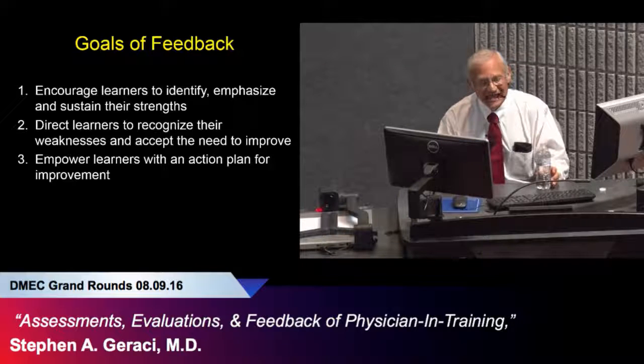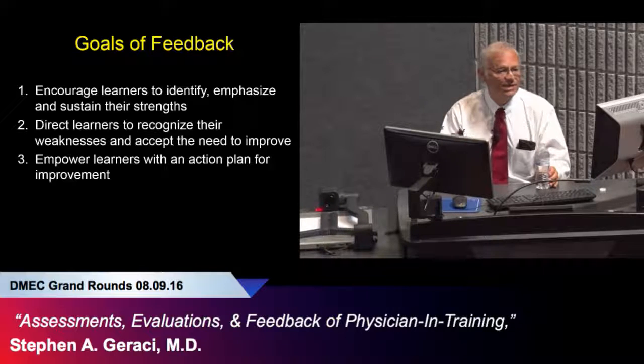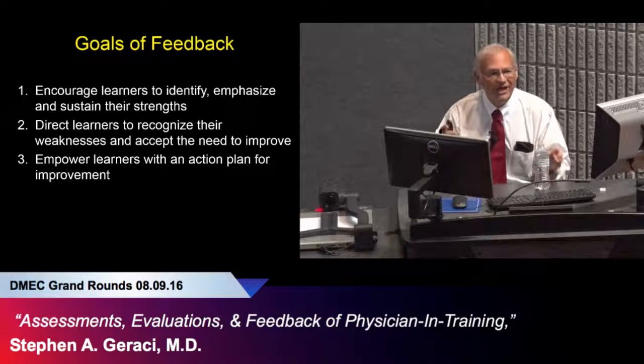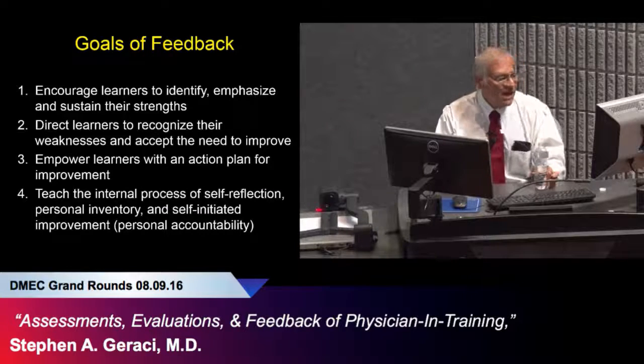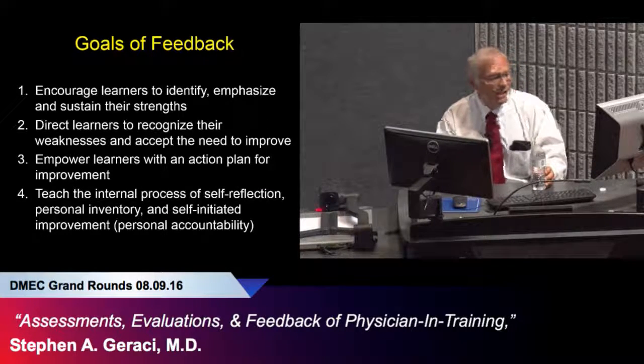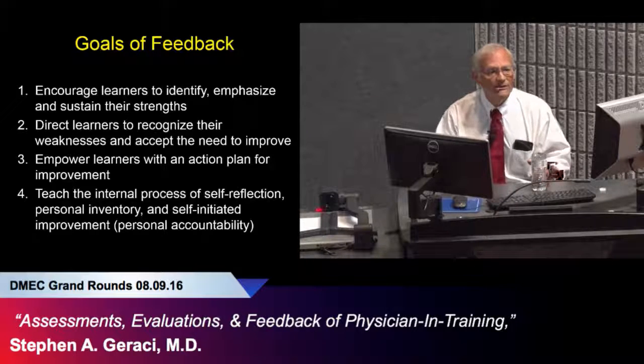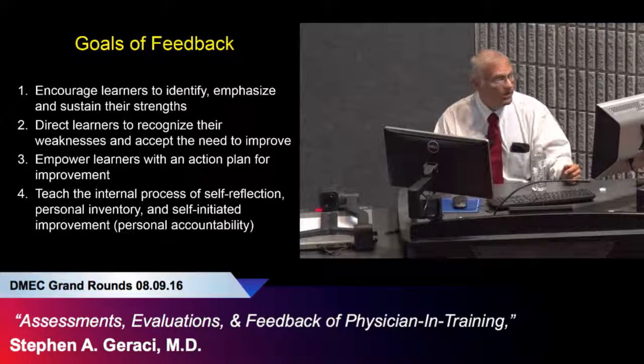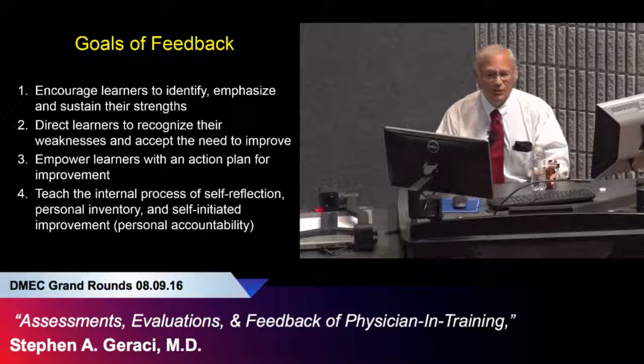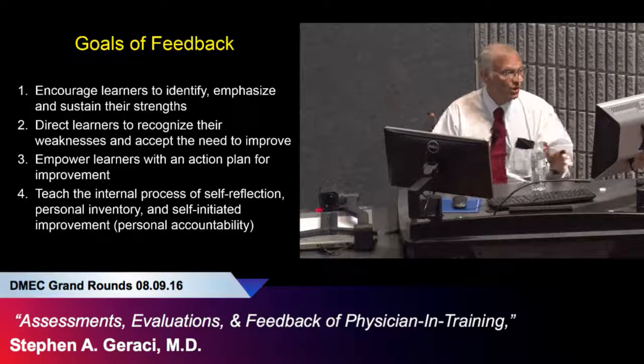But having specific actions, specific things that the learner can do to improve a specific behavior you've identified needs improvement gives them the best chance of succeeding. And of course, we want to teach the internal process of self-reflection, personal inventory, and self-initiated improvement. And I think the term that summarizes all this is personal accountability. Okay. We'll talk in a few minutes about some of the red flags where personal accountability is not present, and those are much bigger issues usually.